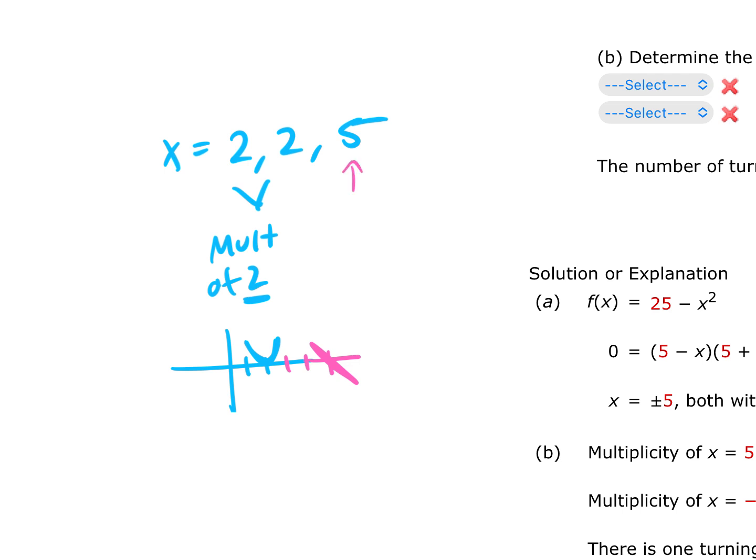Odd meaning that there's only one of them. We have a multiplicity of 1. So it doesn't matter what the value of the number is, it's how many of that number you have.